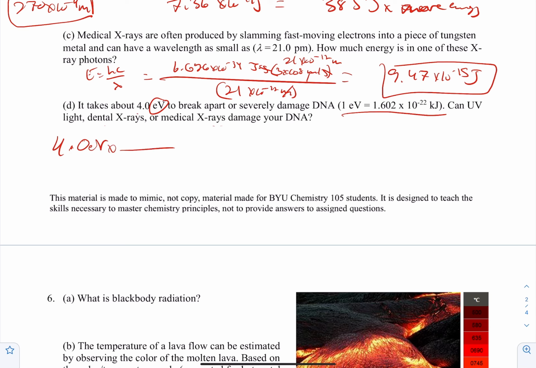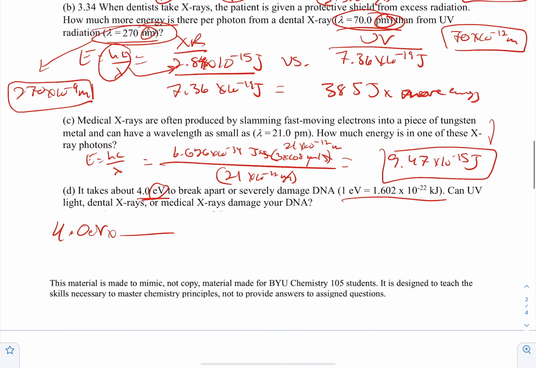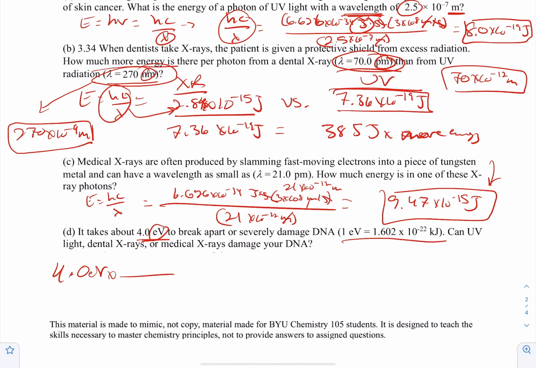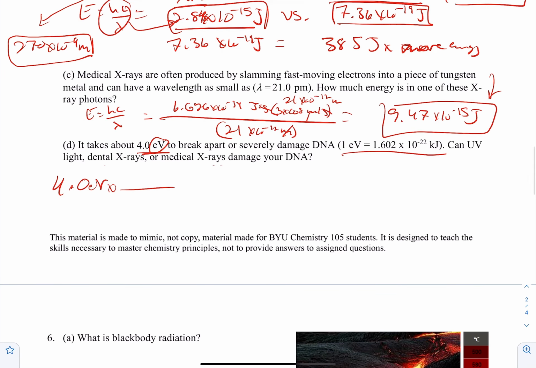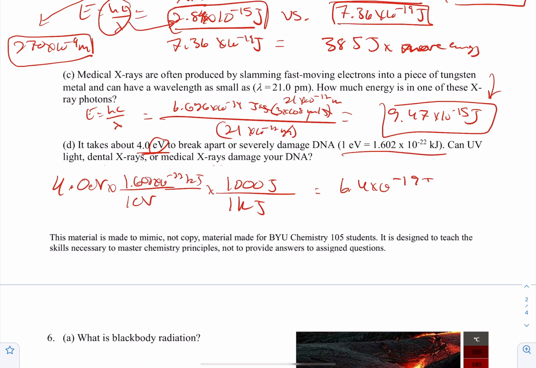Let's calculate this in terms of joules and then compare the values that we've calculated here, here, and here, to see if they are bigger or smaller than this amount of electron volts. So I'm going to say 1 eV is equal to 1.602 times 10 to the negative 22. This is in kilojoules, so it's not going to help too much. Let's put it into joules. I know that in 1 kilojoule there are 1,000 joules. If we do that correctly, we get 6.4 times 10 to the negative 19th joules. And that would be the minimum amount to severely damage DNA.